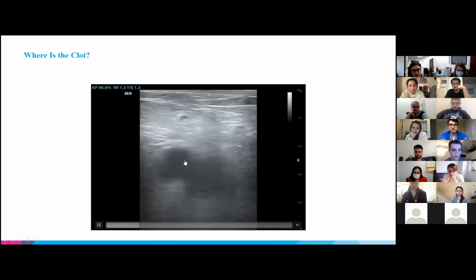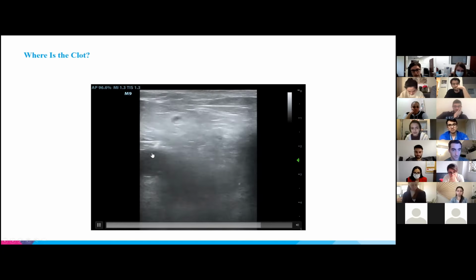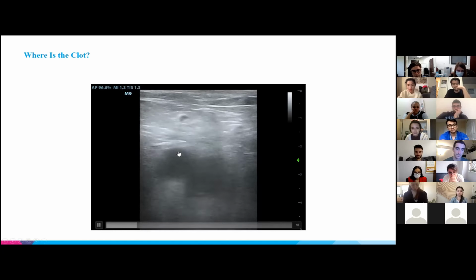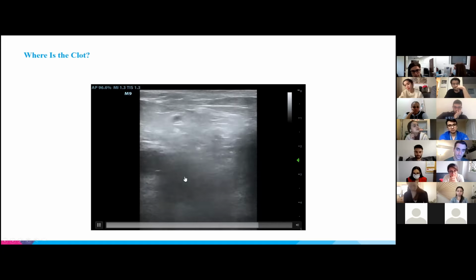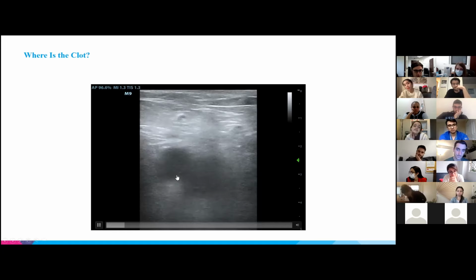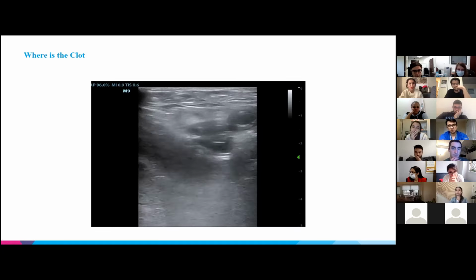And this is actually, yep, a right-sided femoral vein because the artery is to the left of the screen, which is the lateral aspect of the patient. Yep. So this is a right common femoral vein clot. Excellent. All right, what about here?